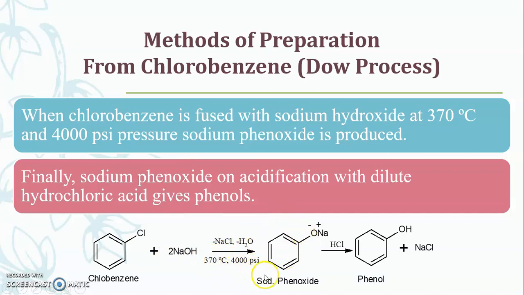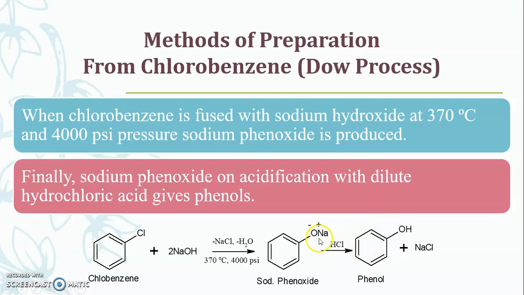First it will be converted into sodium phenoxide. We know sodium phenoxide, or phenoxide, means what? C6H5O, this is known as the phenoxide ion. And if this phenoxide ion is bonded to sodium, it is known as sodium phenoxide. Now, finally, this sodium phenoxide on acidification with dilute hydrochloric acid will be converted into phenol.